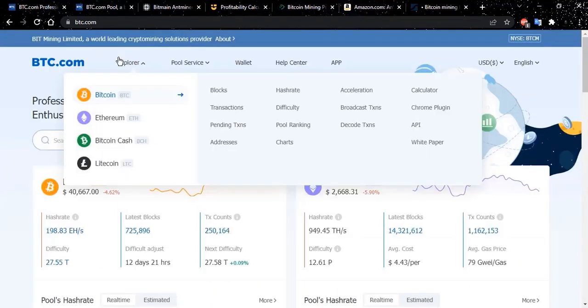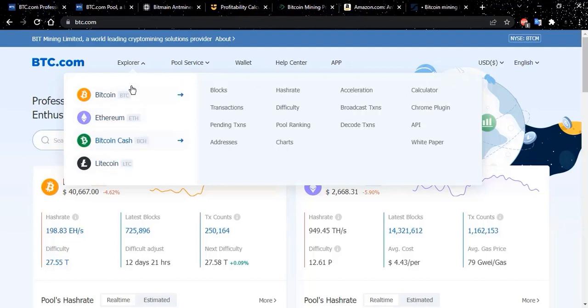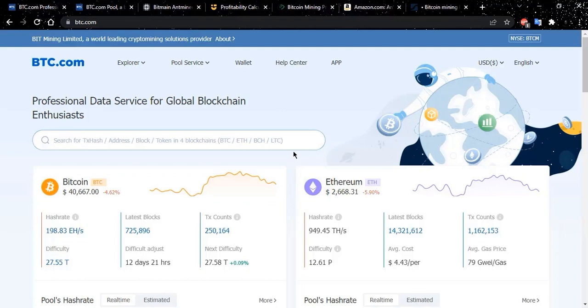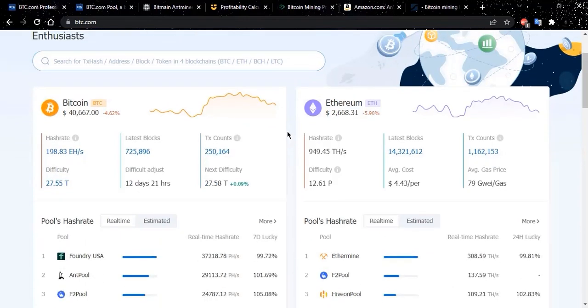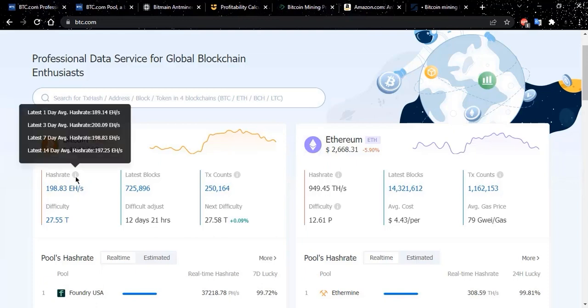Okay, now we have the Explorer, so we can explore Bitcoin mining, Ethereum mining, Bitcoin Cash mining, and Litecoin mining. As you all know, these are all proof of work cryptocurrencies, so we will only check proof of work. We have pool services, wallets, a help center, and the app, and stuff like that.